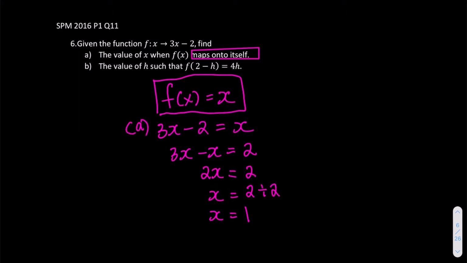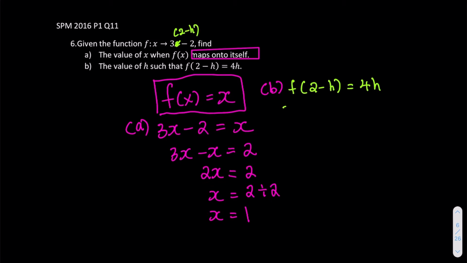Now we look at B. They say that the function, when the input is 2 minus hash, the answer is supposed to be 4 hash. So we just try to process it. We know when the input is 2 minus hash, we will get 4 hash. So now all of our x will become 2 minus hash.